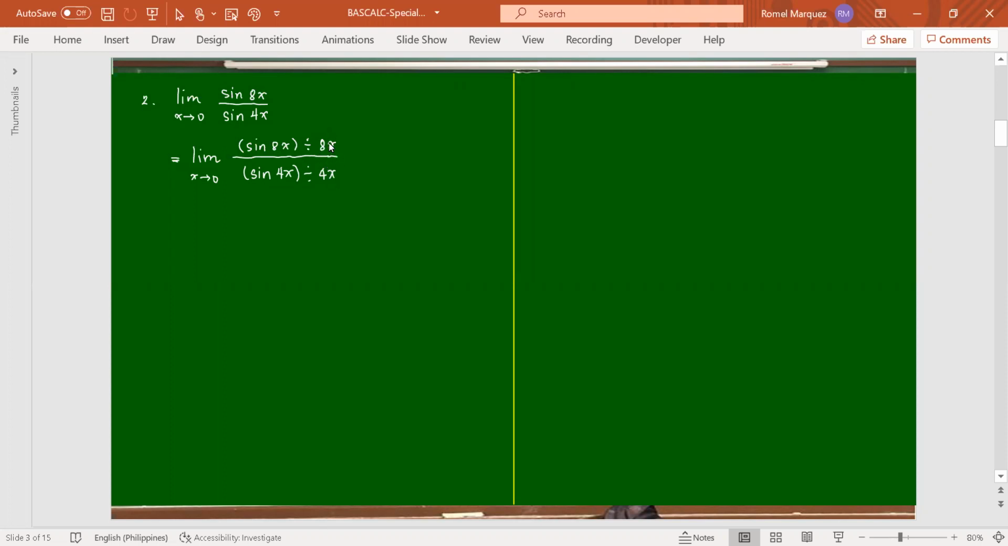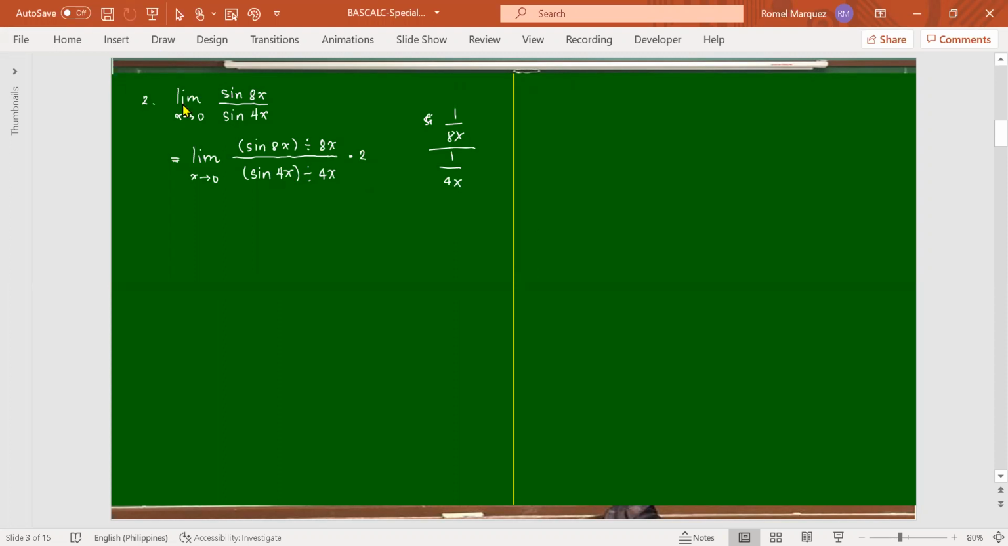What changed? We multiplied it by 2. So that it stays the same, because actually we should divide by 8x, but we only need 4x. So we need to put it here: sine 8x over 8x, all over sine 4x over 4x. So there is a 2. Then we divide now by 1/2. Is that right, guys? Or is it times 2? Is it times 2, guys?